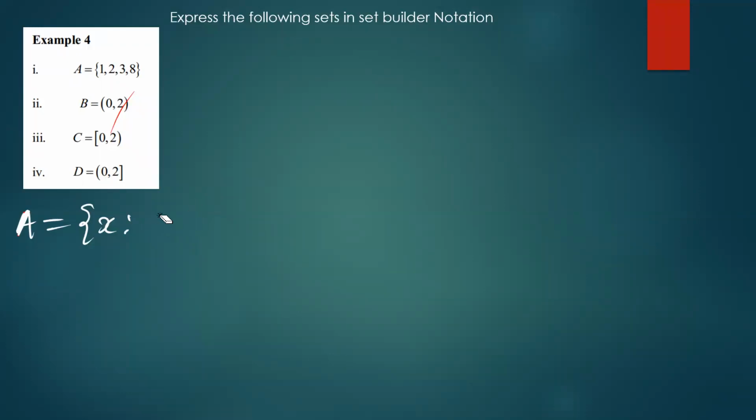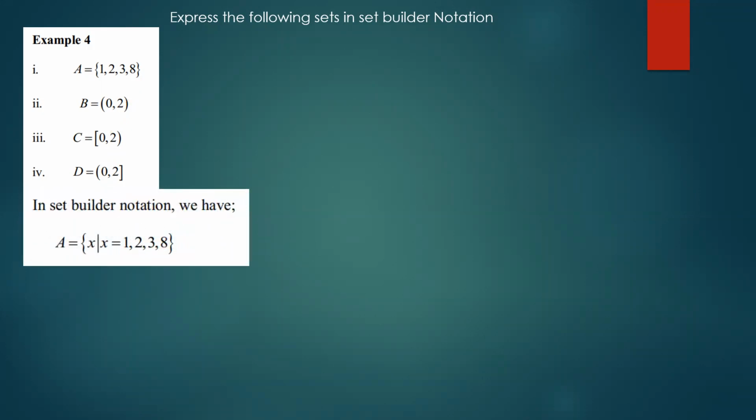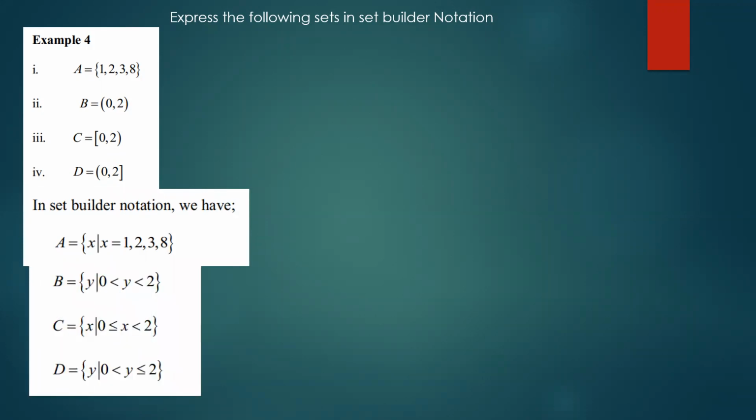But the shortest way to do this without stressing, you just say X is such that X is equal to 1, 2, 3, 8. So this is the shortest way you can do set builder notation. It's very simple. And so I've put the solutions for these questions in the slide. I'm going to send the slide.